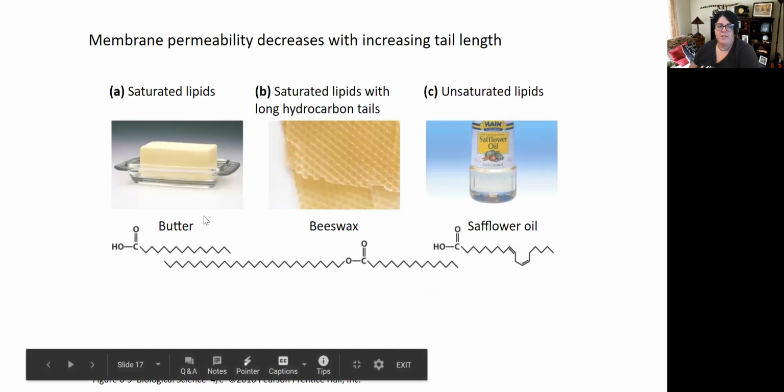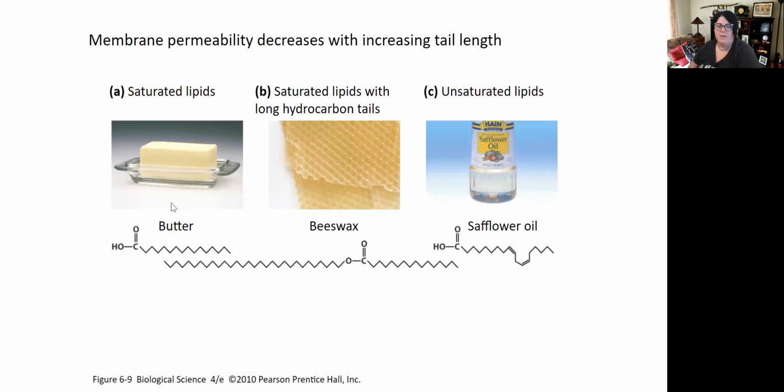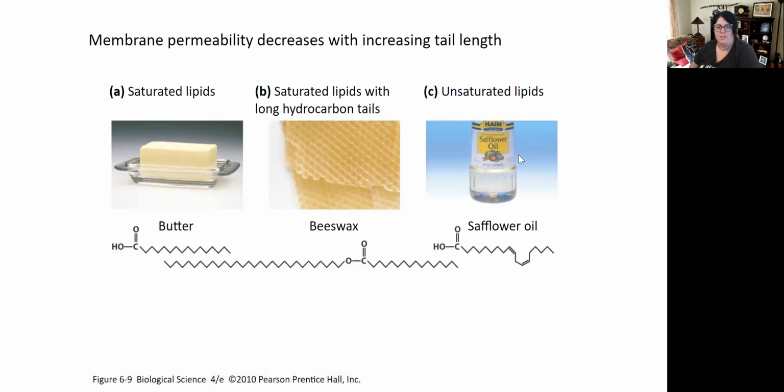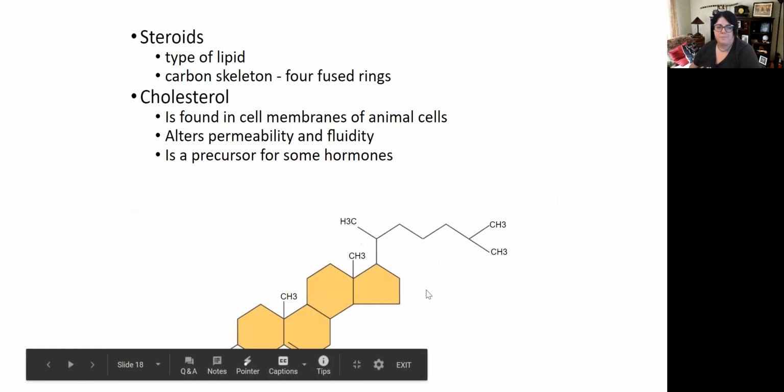Just to give you some context of saturated and unsaturated that might make sense to other parts of your life: butter is very saturated versus safflower oil, which is more unsaturated. And they do tend to say that the unsaturated is a little bit better for you health-wise. But again, in terms of cells, it's more about the balance that you would want to strike.